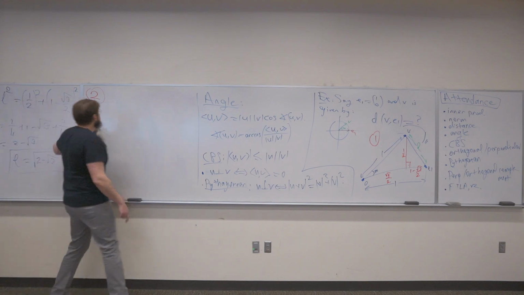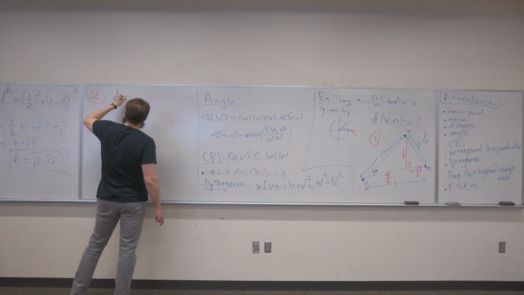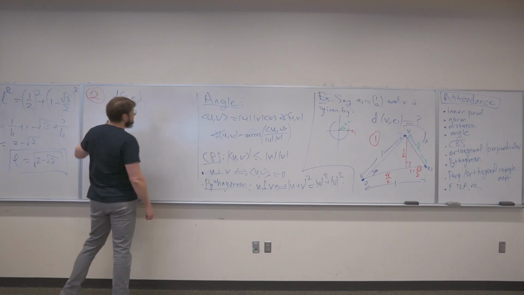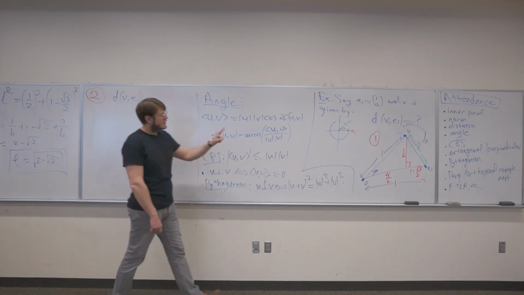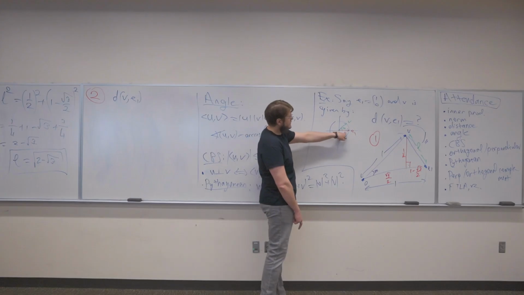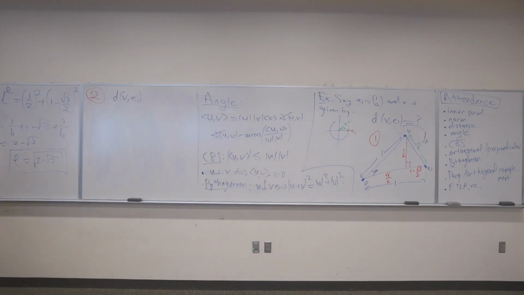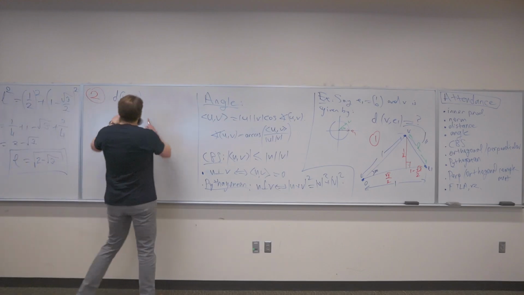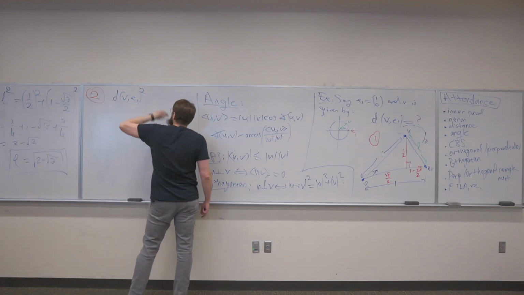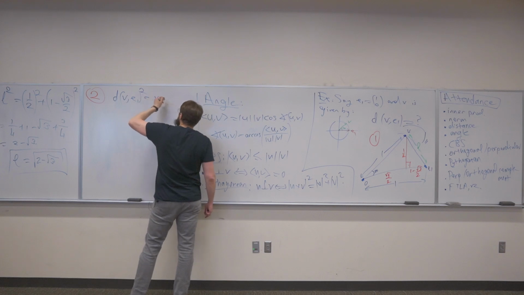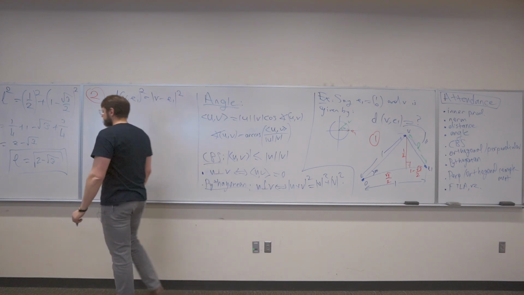OK. I want to compute the distance between V and E1. All I know is that the norm of E1 is 1, the norm of V is 1, and the angle between them is 30 degrees. So what I need to do is rewrite this distance in terms of these three things that were given to me. By definition, and in fact I'm going to take the square of it, this is the norm of V minus E1, squared.